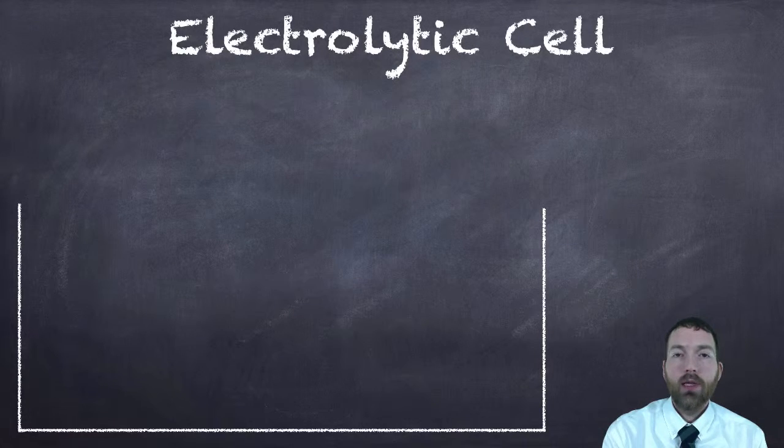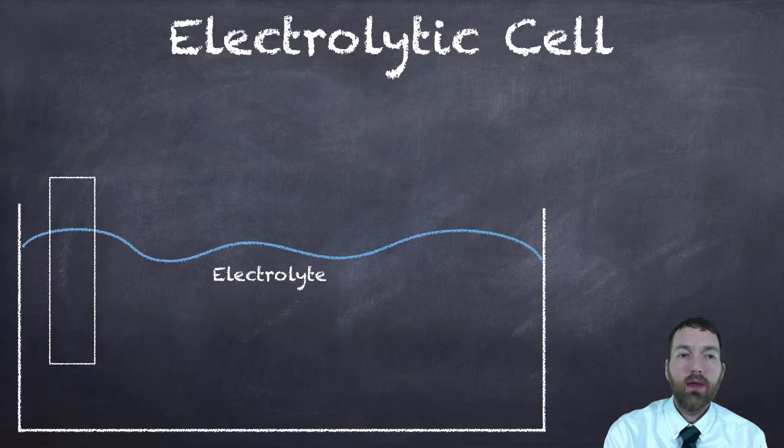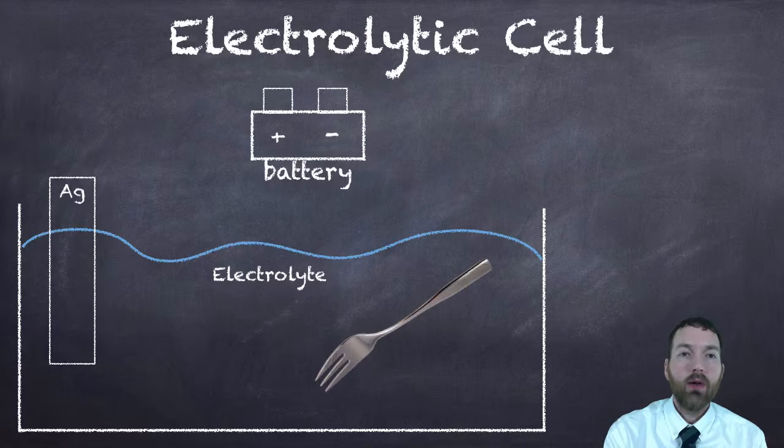Okay, so let's draw how an electrolytic cell looks. If you remember, an electrochemical cell had two half cells, two separate containers. Electrolytic cells only have one. It's still filled with an electrolyte solution, some sort of aqueous salt solution. And we have an electrode in here, the bar. So let's have a silver bar, and we'll have an object, a fork. So maybe we're making a silver-plated fork. Now, this is a non-spontaneous reaction, so we need to use a battery to make this reaction happen. And the battery is hooked up to the metal bar and the fork with a wire.